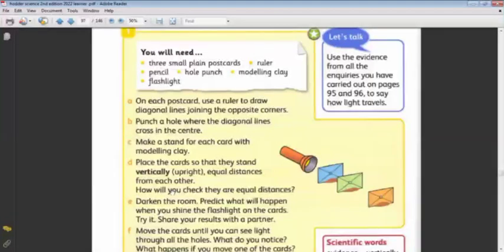And then he is asking us, predict what will happen when you shine the flashlight on the card. What will happen when we shine this flashlight on the postcard? The light will travel and it will be dimmer. Okay, the light will travel from the first one to the second one and to the third one and so on. So the light will travel.